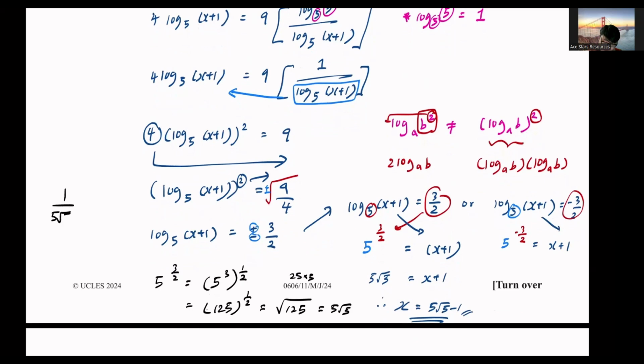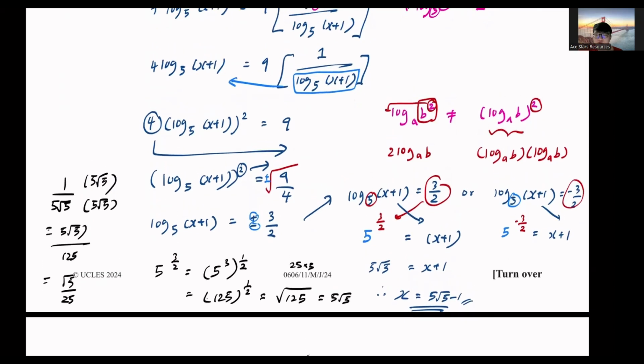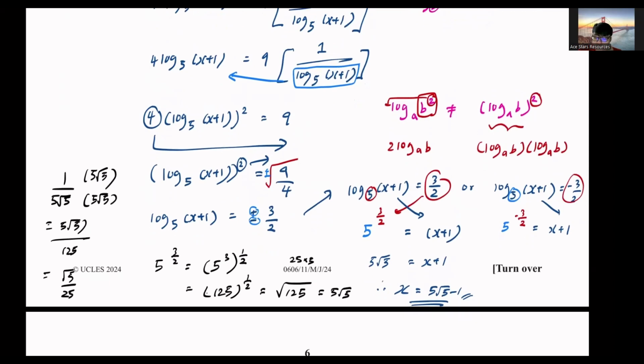5 root 5. But then don't forget to rationalize it. Multiply by root 5 over root 5. Okay, 25 times 5, that's gonna be 125. So you end up with root 5 over 25 then. I'm sure you will lose marks for not rationalizing as well. So make sure you do that. Okay, so root 5 over 25 minus 1. Okay, that's the second answer. So you have 2 answers here.